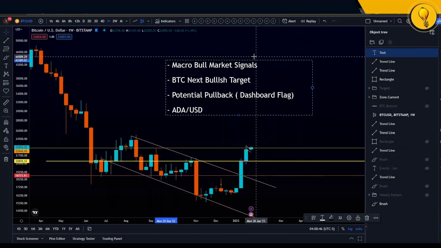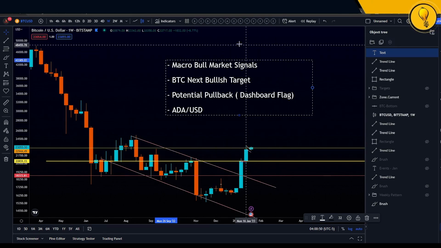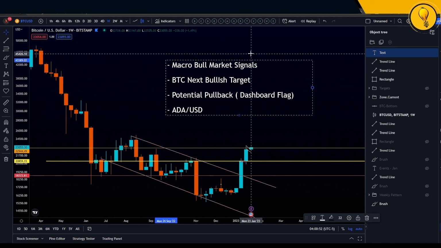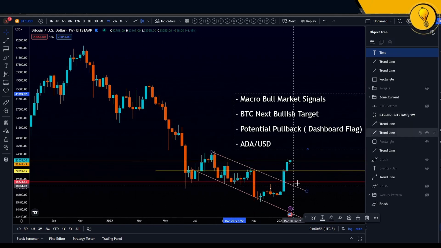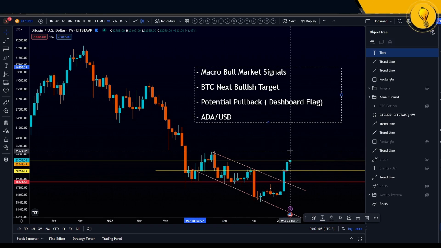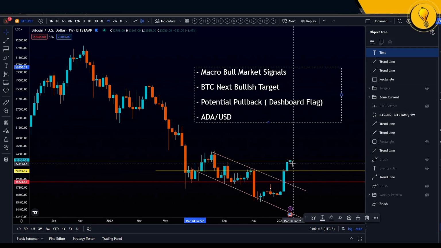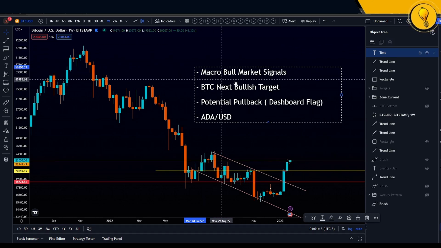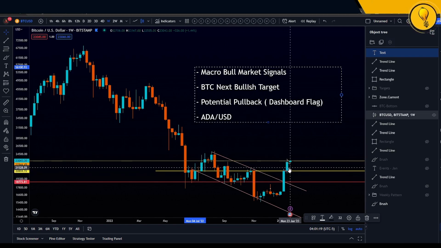Now, the first point on today's agenda, guys, is going to be the macro bull market signals. And I've been going over this primarily to keep our biases at bay. What we need to understand is that we're emerging out of a bear market. But is this an emergence or is this just a relief rally? Right? Now, we have our macro bull market signals that we will be keeping track of to really give us a tell on just that.